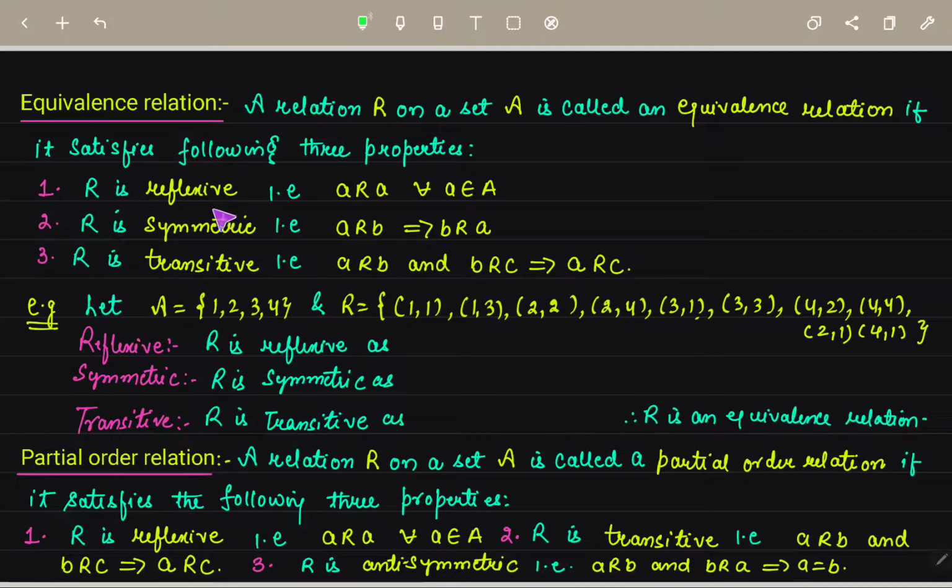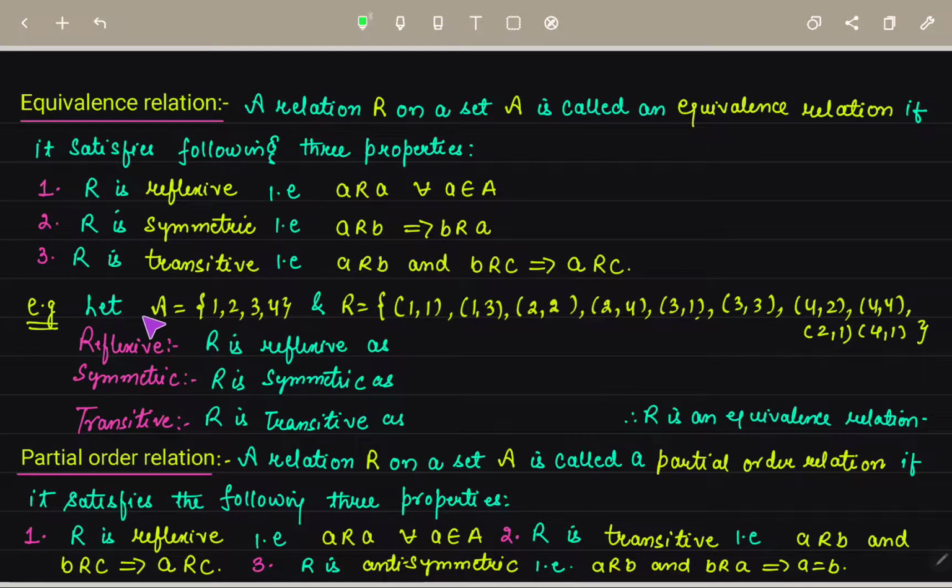So for reflexive, we have to show the relation that is A is related to A. Similarly, for symmetric, we have to show A is related to B implies B is related to A. And for transitive, we have to show if A is related to B and B is related to C, then A is related to C.